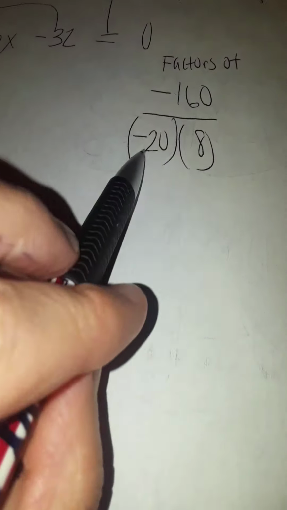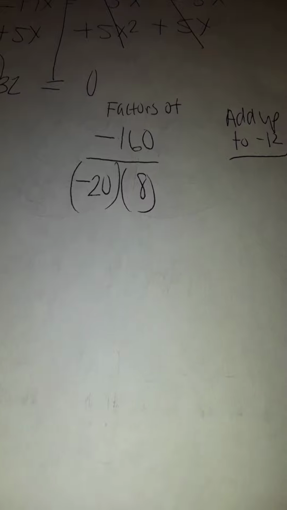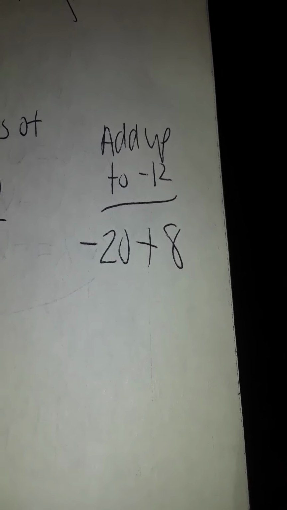Okay. So what are factors of negative 160 that add up to negative 12? I can go through all the factors right now, but I'm going to cut to the chase. Negative 20 and 8. These two numbers multiply up to negative 160. They also simultaneously add up to negative 12. Specifically, what's negative 20 plus 8? You guessed it, negative 12. So here's what I'm going to do with those two numbers. It's called that split method. I am so sorry.